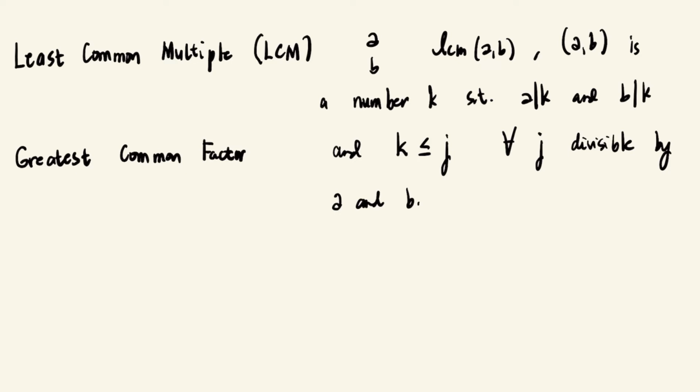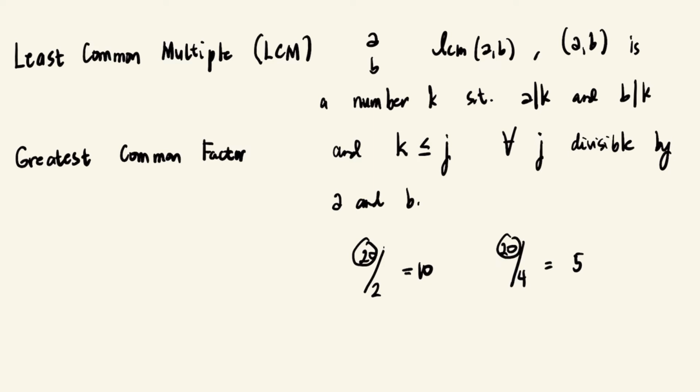And so when we say A divides K, ibig sabihin, when K is divided by A, the resulting answer would also be an integer. So let's say for example, yung 20 mo is divisible by 2. So when you divide 20 by 2, you get 10. And your 20 is also divisible by 4. So when you divide 20 by 4, you get 5. So that means to say that 2 divides 20 and 4 divides 20. So yung 20 mo is a possible LCM.